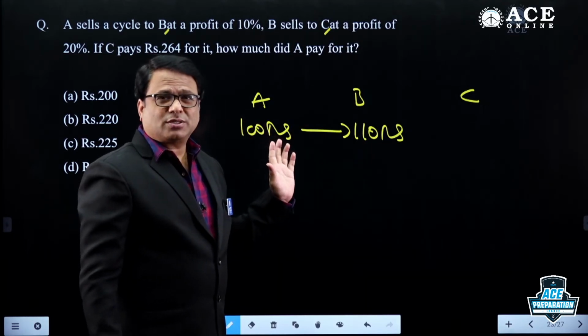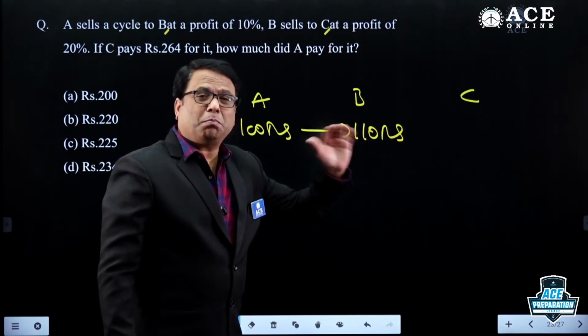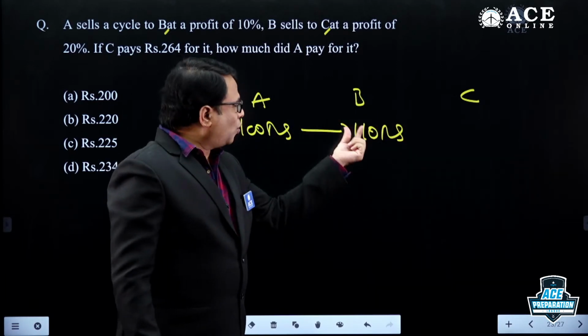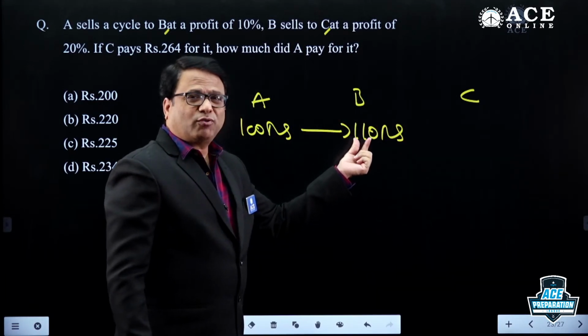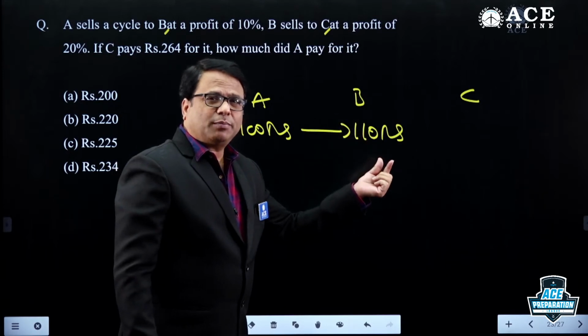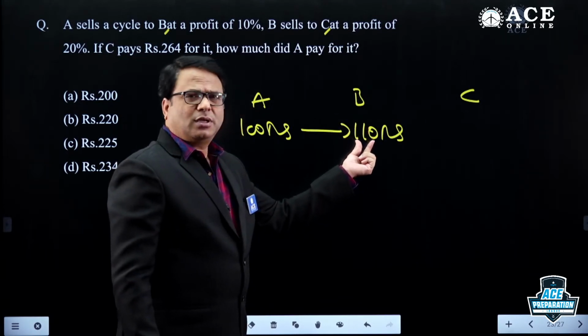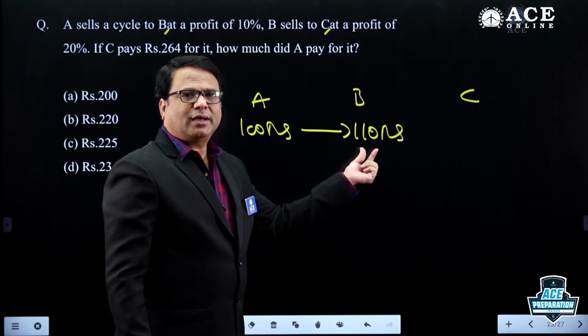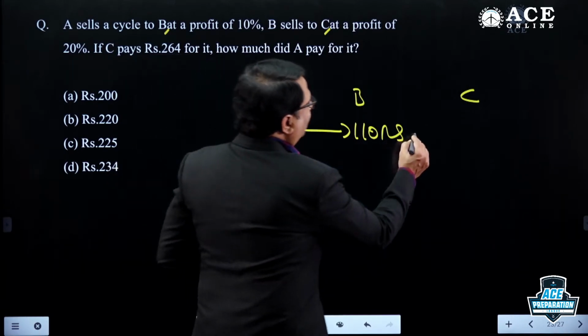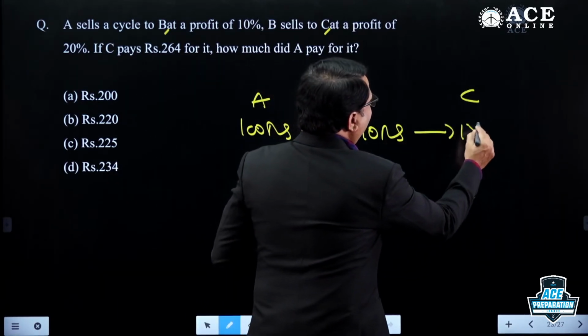Because A is not selling it to C. Who is selling it to C? B is selling it to C. So B makes a profit of 20% and that 20% should be calculated on this. And 20% of 110 is 22 rupees. That means he is selling it for 132 rupees.